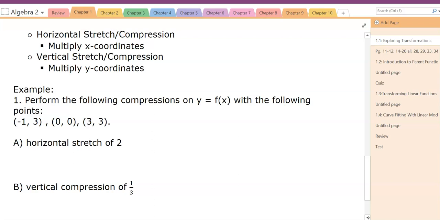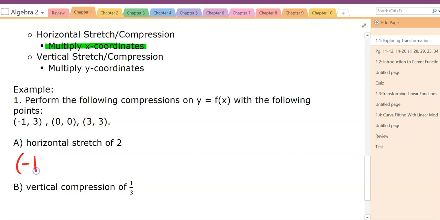So if we turn the page, we've got a couple examples here. They want us to perform the following compressions with the following points. They give us -1, 3, 0, 0, 3, 3. So part A wants us to do a horizontal stretch of 2. Horizontal stretch means that, if we come back up here to our rule, we multiply the x-coordinates by the factor. So for all of these 3 points here, we're going to take all the x-coordinates, so that -1, the 0, and the 3, we're going to multiply all of those numbers by 2.